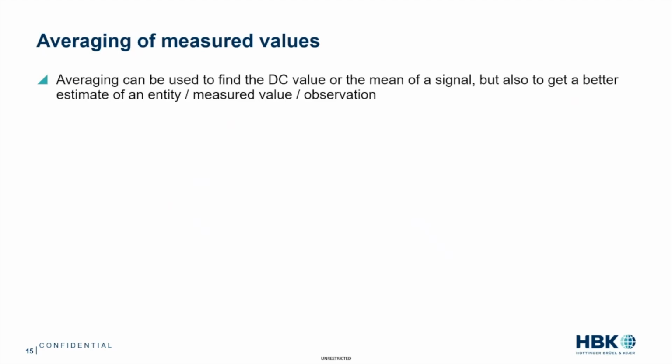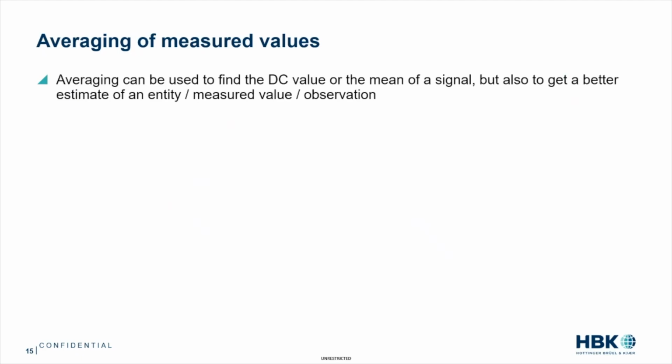So what I talked about up until now is we were looking at a signal that is being sampled either in an equidistant manner or in a non-equidistant manner. So that is one form of averaging.